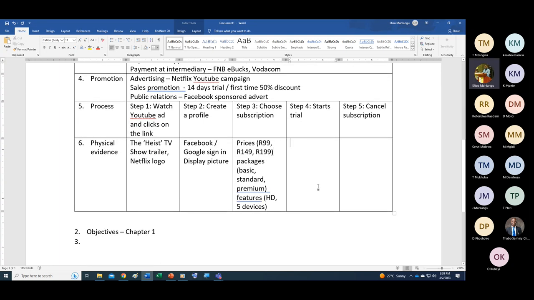And then when they start the trial, they see TV shows. They see trending movies. And then maybe they see website design elements, which include the pause button, the play, the forward. So all those website design elements will play a huge part of physical evidence.